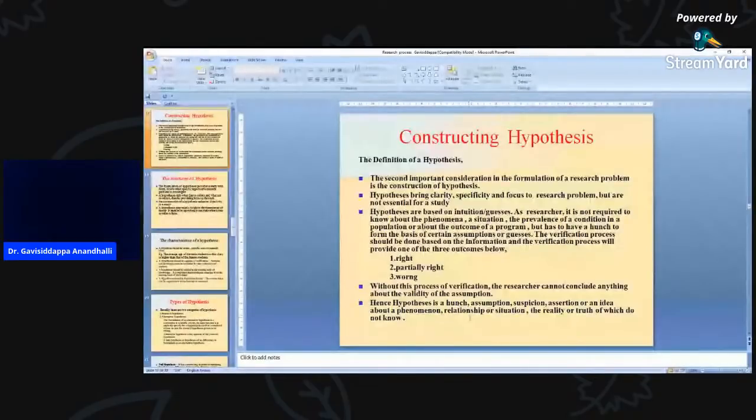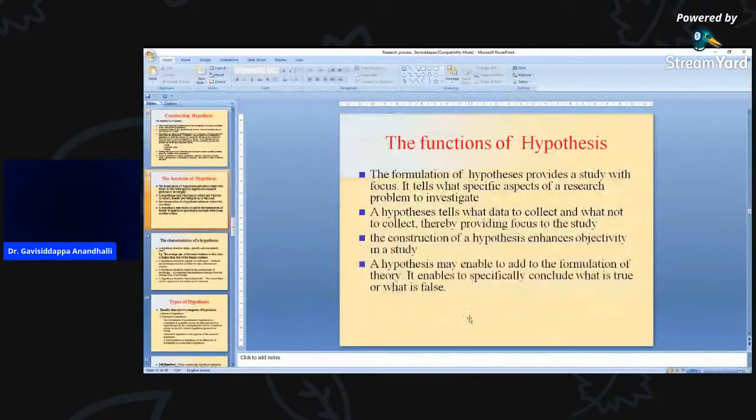We have different types of hypothesis. One is null hypothesis, the other one is alternative hypothesis. The functions of hypothesis help a lot. They will give the direction to the researcher.